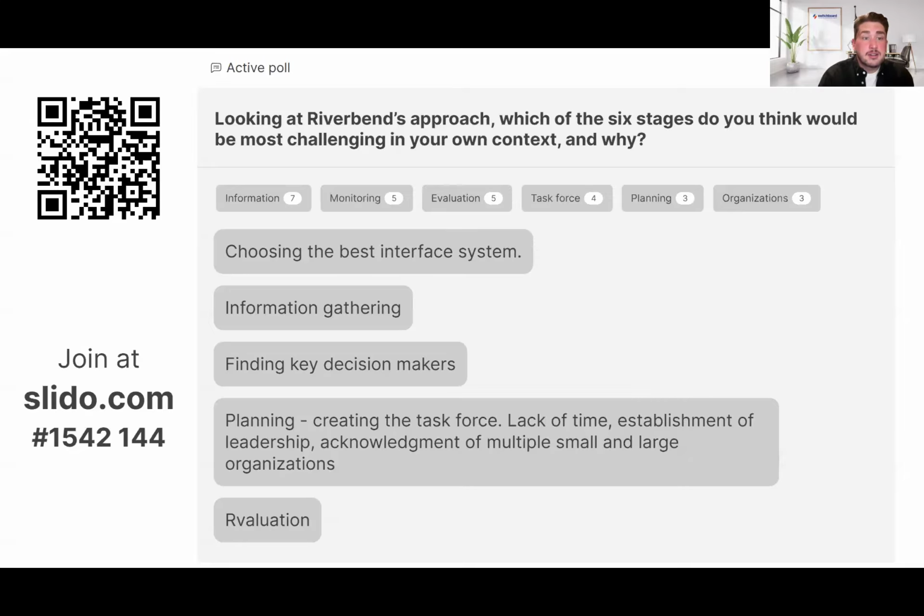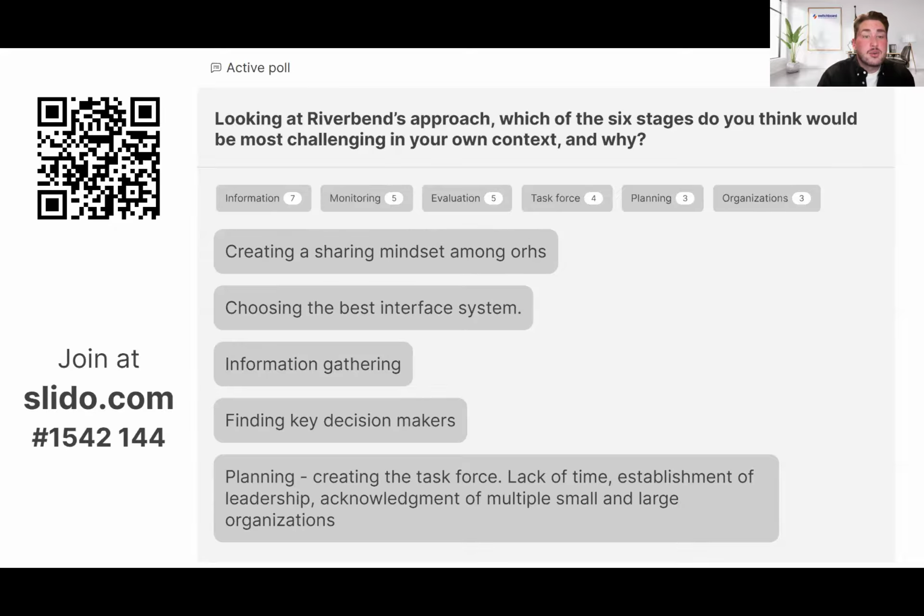Choosing the best interface system. Yeah. What mapping system, and that goes into the technology, the technology of it all, trying to upskill if we don't have that expertise to be able to build something out on a map online.